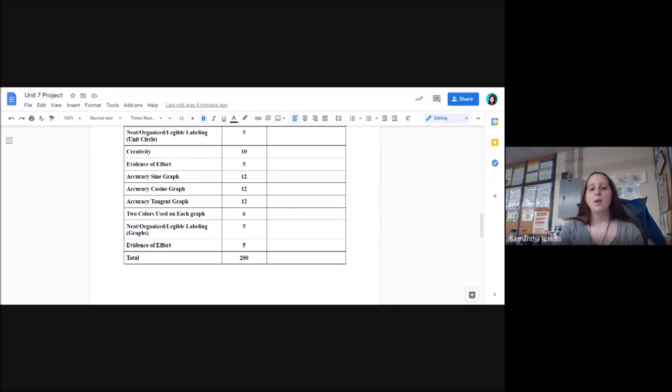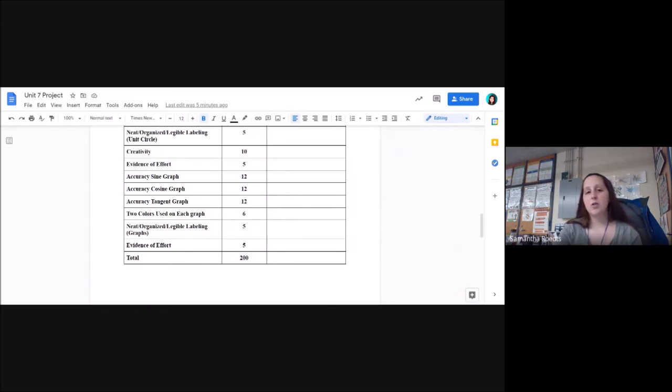Okay, make sure you use 2 colors for each graph. That's 6 points right there, 2 points for each graph. And then it's neat and organized, legible labeling. Obviously, if you use Desmos, everything's typed and neatly written, so you don't even have to worry about that. Easy 5 points. Okay. And the evidence that you actually put in some effort, you didn't use the graph that I just used, that example, okay? So another easy 5 points.